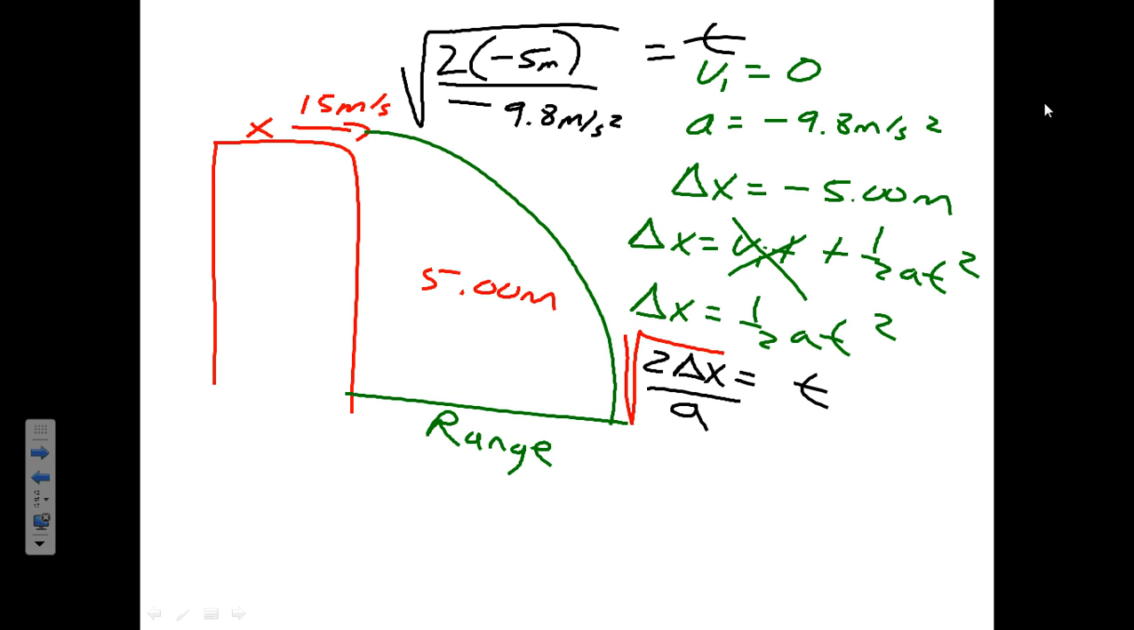And once we find this time, that's going to be the time for both boats, right? They're both starting off at 0 vertically. Time's going to be the same. So let's go 2 times negative 5 divided by 9.8, square root. 1.01 seconds is what I'm coming up with.